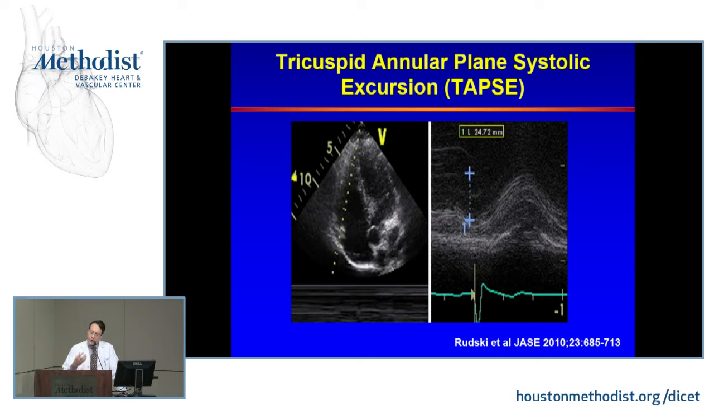TAPSE can also be assessed visually. Obviously, you have M mode and you can do it, and this is the proper way of going about it. But as you are reading a study, look at the vertical motion of the tricuspid annulus. The more the motion, the better the long axis function of the ventricle.